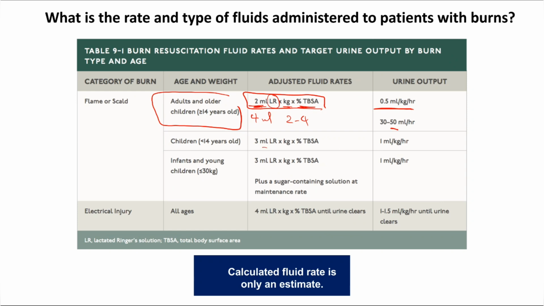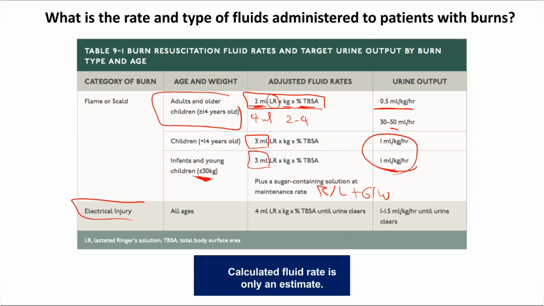In children, it is 3 ml per kg. But if the child is very young and less than 30 kg, you have to also add a sugar-containing solution. Example, you give Ringer lactate plus glucose water or glucose saline. The target in children is 1 ml per kg per hour.